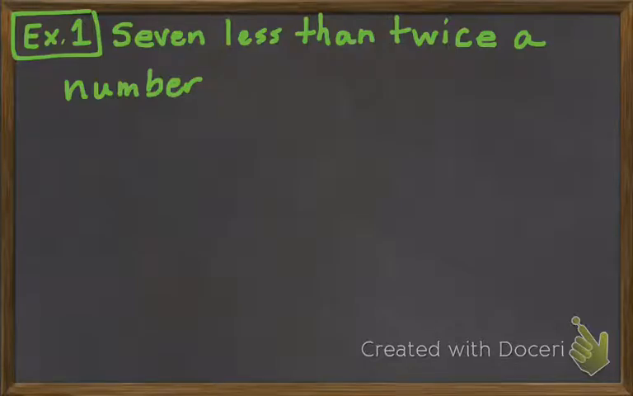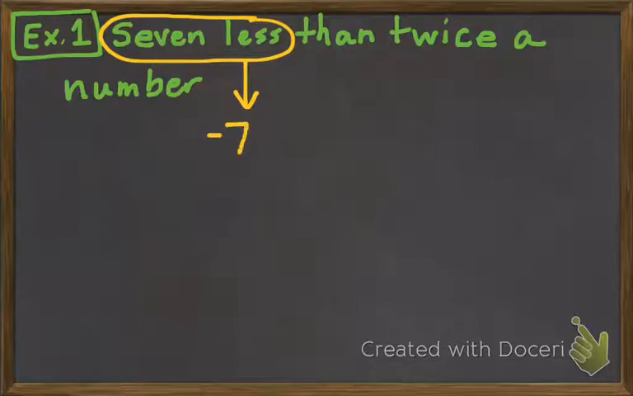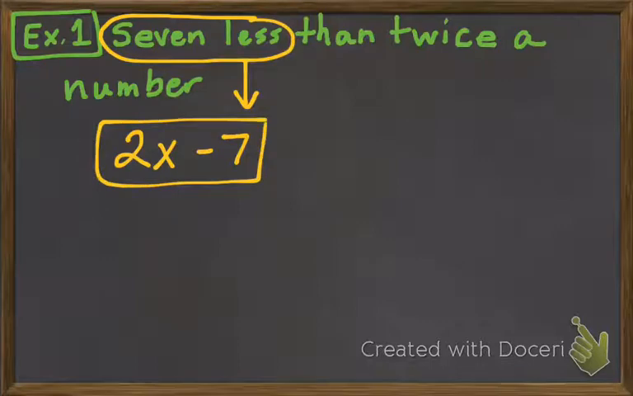Well, the first thing to get used to is that after a while you start to see that there's only so many ways to word things like this. And when you see 7 less, you know that means you're going to start with negative 7, which is the same thing as subtracting 7. Or you can think of it as minus 7 is what's implied by 7 less. So then you have to continue reading to see what you're subtracting from. And in this case, it's twice a number, so we'll call that 2x. And so that's our answer. And that's all you have to do for that one.